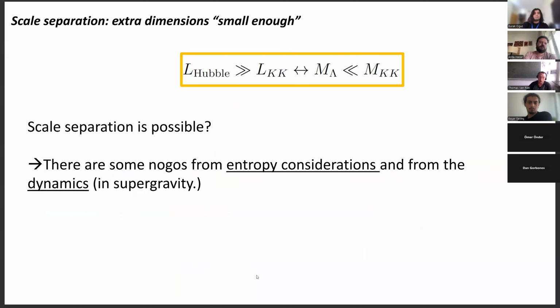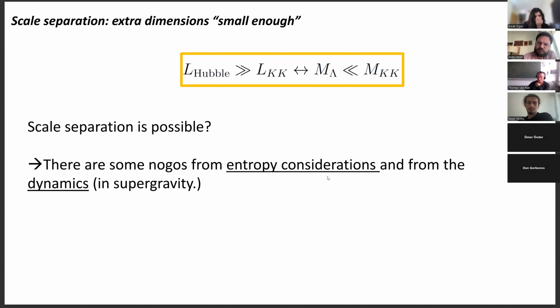Okay, so let us now contemplate whether we can actually have solutions with a small cosmological constant, which means that the size of the observable universe, which I called, loosely speaking, the Hubble scale, is much, much bigger than the Kaluza-Klein length scale. Or in terms of masses, that the cosmological constant mass scale is much, much smaller than the Kaluza-Klein mass scale. So is this possible? Yes or no? That's a big question to ask. And there are some no-gos in this corner of string theory.